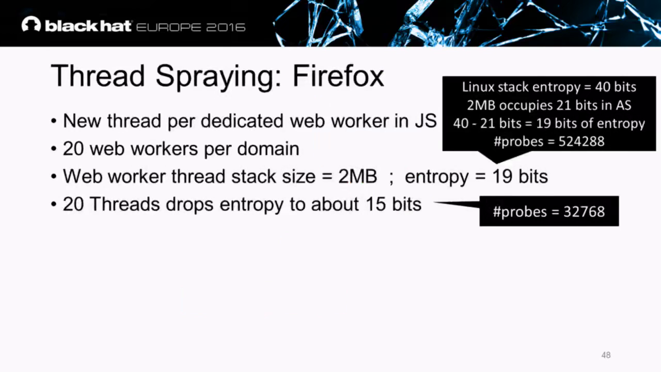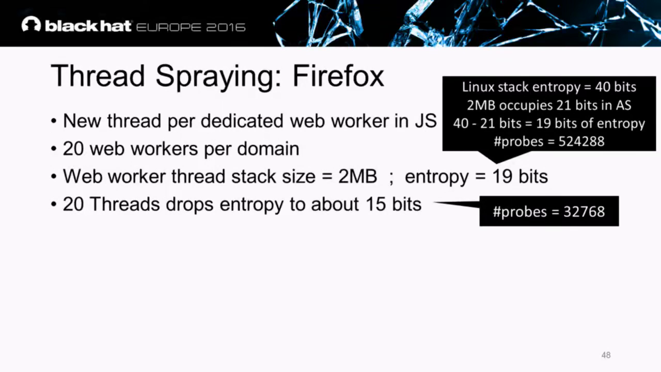So in Firefox, when you start a dedicated web worker in JavaScript, it creates a new thread. But the number of web workers is limited. You can just create 20 web workers per domain name. And the web worker thread stack size is 2 MB, and the entropy of this stack is 19 bits.